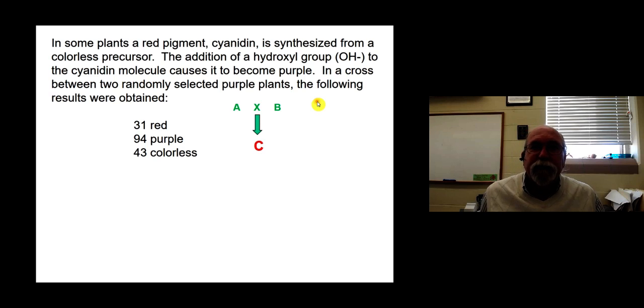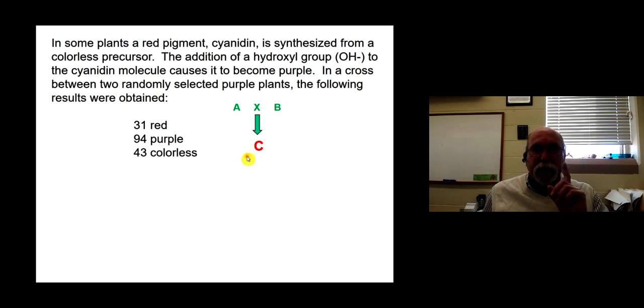It never changes in these genetics problems. Right? We may give you a different part of the answer. We may give you A and C and ask you about B, or we may give you A and B and ask you about C, or whatever. Here we're giving you a little bit of information about A and B. They're both purple, and we're giving you C.